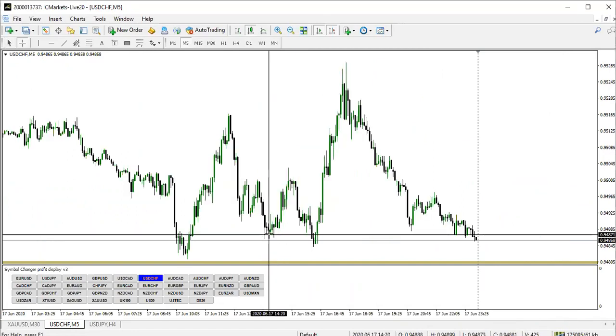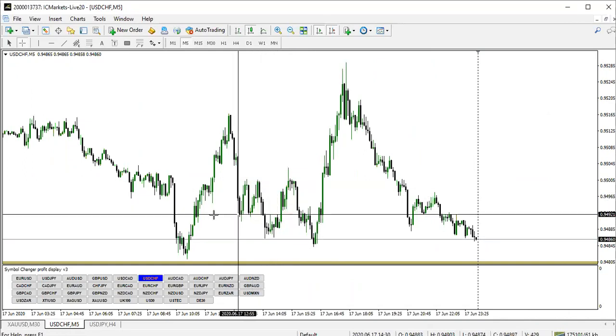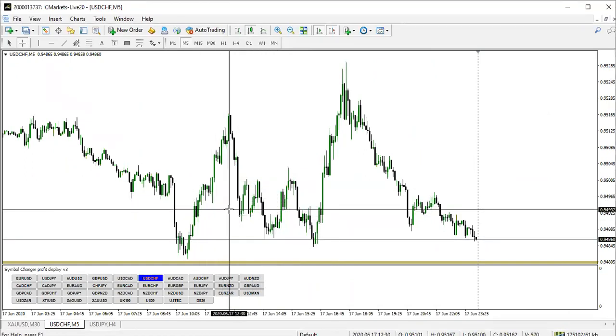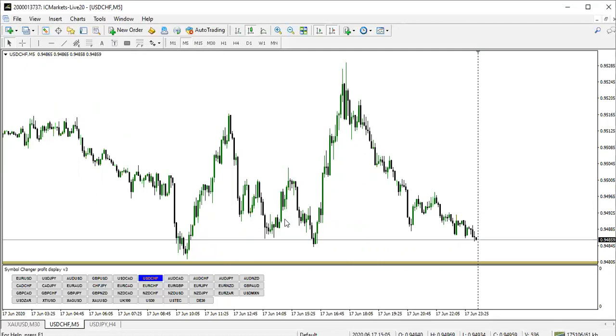Actually took the first entry at this particular area, right? This particular zone, this is where I took my entry from. My stop loss was actually below this area, about 3 pips, but it came back and hit me out.